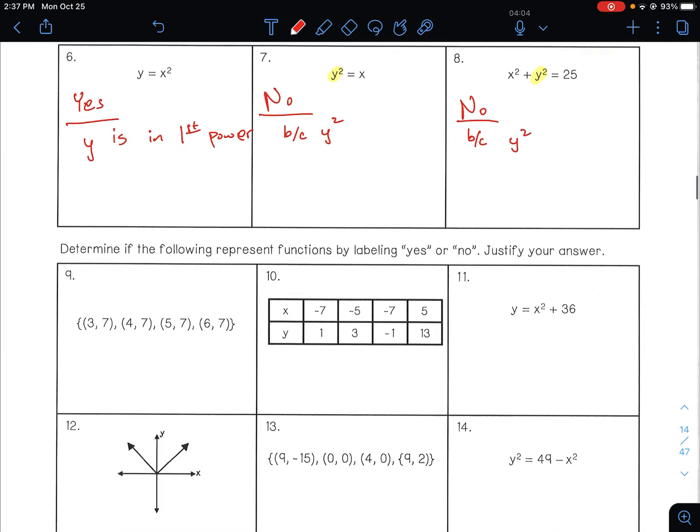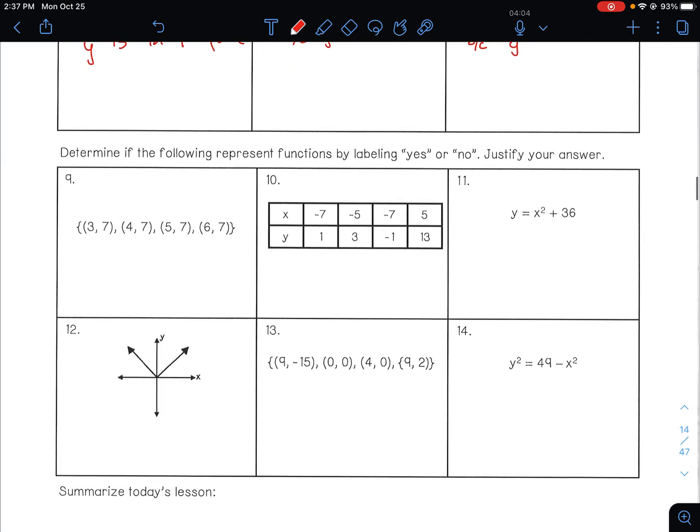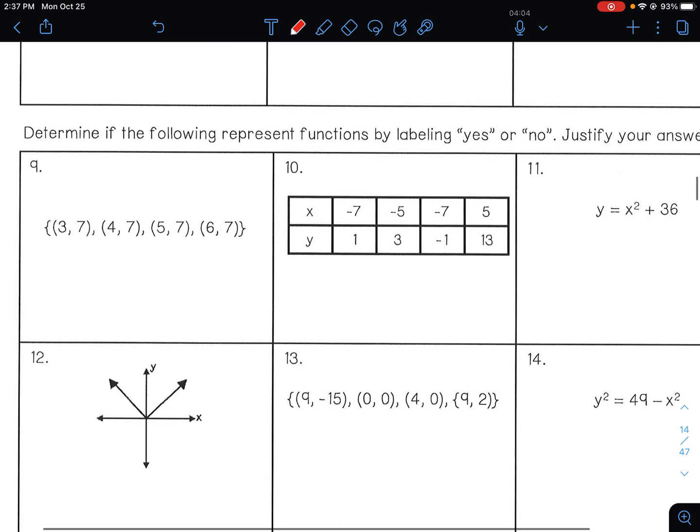All right, let's try some examples. Determine if the following are functions by labeling yes or no and justifying your answer. Well, when we have ordered pairs or a table, our rule is if you have a repeating x, it's not a function. So do we have any repeating x's? We do not. So as far as we know, it's a function. So yes, it is a function. X does not repeat.